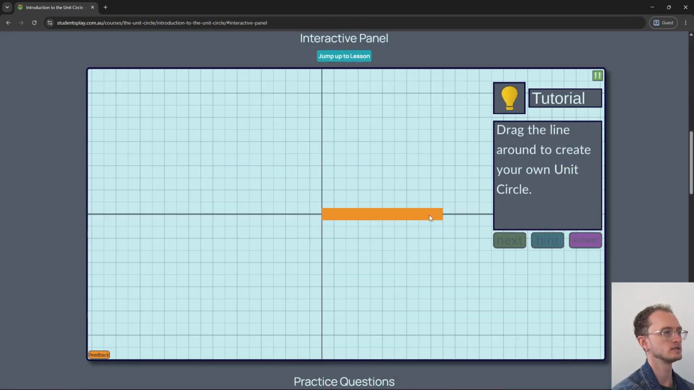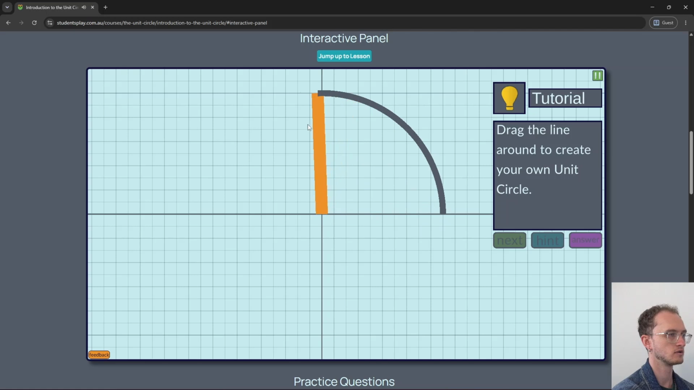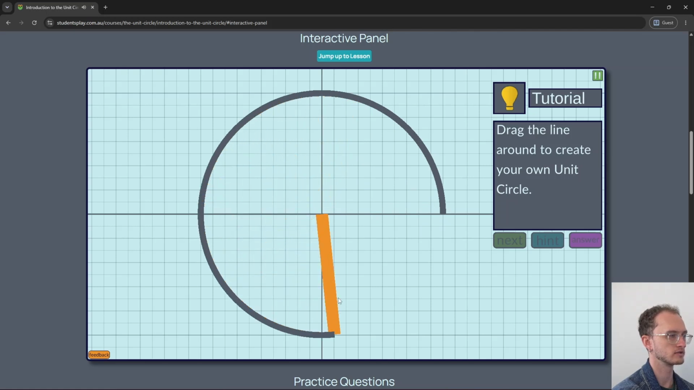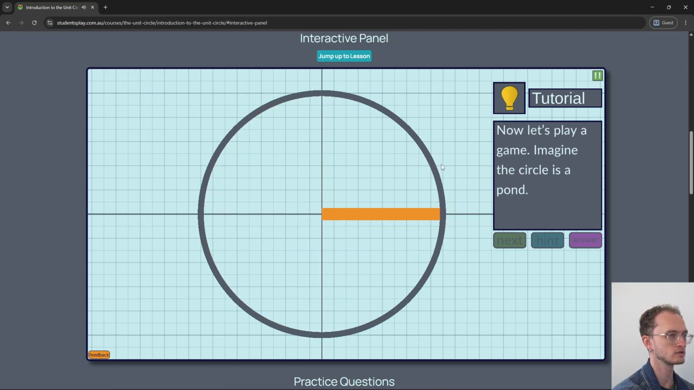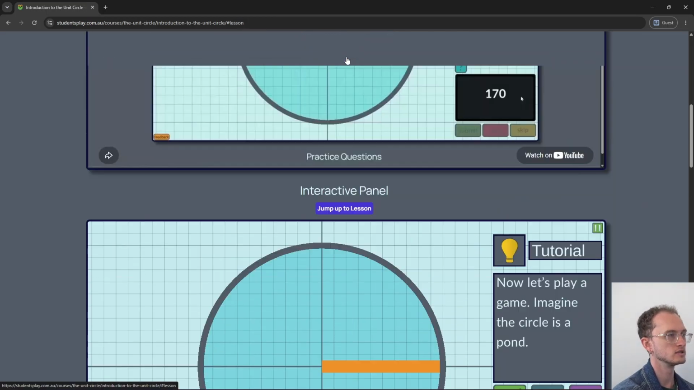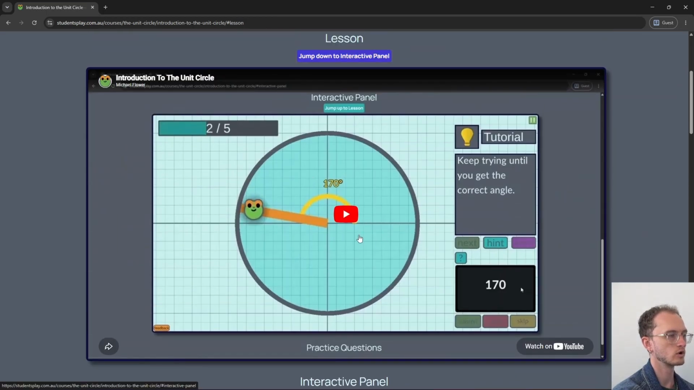The most important part is the interactive panel. This is where students read through the lesson and then they have parts that they can interact with like this, like they have to click and drag to make the unit circle. Then they read the next part, etc., etc. The other part is the video walkthrough, which is me going through the lesson myself.